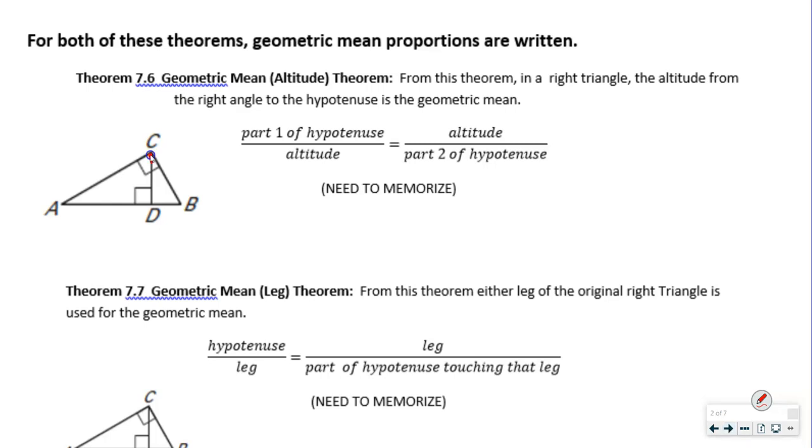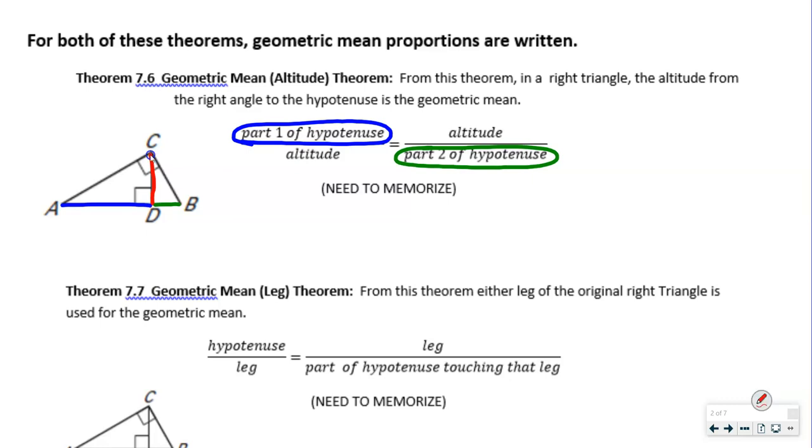So we talked about this being the altitude. That line that is showing us the height of our triangle. But then what that does is it splits our hypotenuse into two parts, at AD and DB. So those are my two parts of the hypotenuse that we're talking about. So we could say AD maybe is part 1 of the hypotenuse. And we could write in our proportion, whatever the length of AD is, over whatever the length of our altitude is. And then that will be equal to whatever the length of our altitude is over the length of DB.